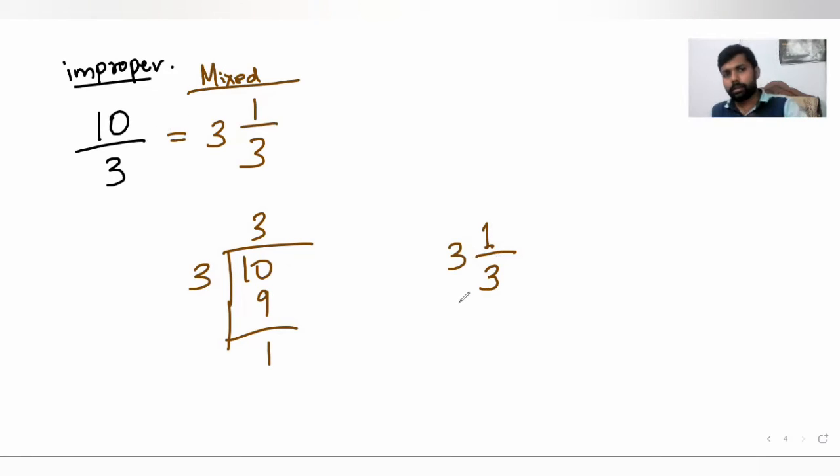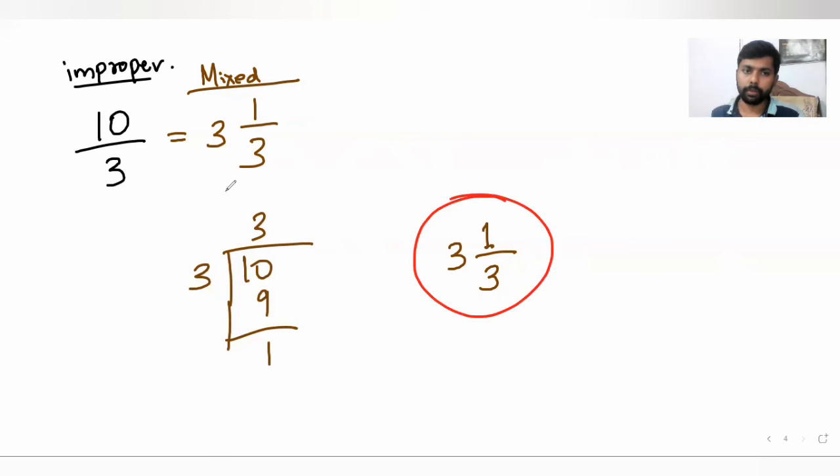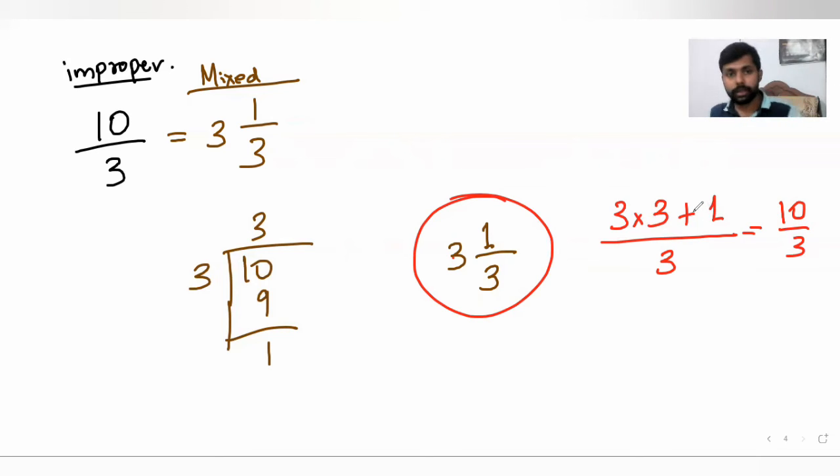Now we can convert this mixed fraction back to an improper fraction. How can we convert this 3 1 by 3 back to 10 by 3? That's also very simple. This whole value 3 is first multiplied with the denominator. 3 is multiplied with the denominator 3, then add the numerator and use the same denominator. So 3 into 3, 9, 9 plus 1, 10, 10 by 3. This way you can convert this mixed fraction back to an improper fraction.